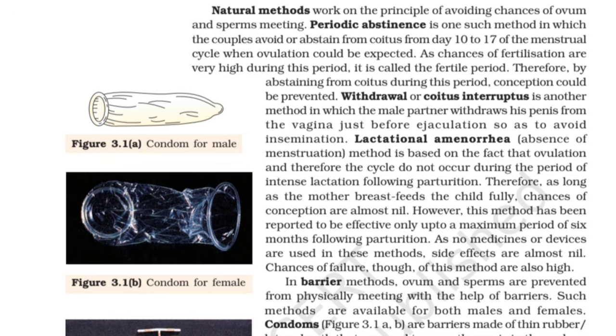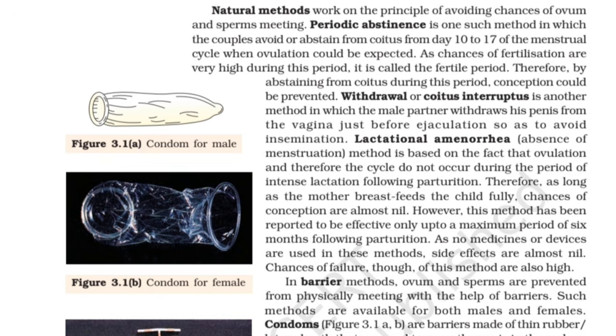Lactational amenorrhea, absence of menstruation method, is based on the fact that ovulation, and therefore the cycle, do not occur during the period of intense lactation following parturition. Therefore, as long as the mother breastfeeds the child fully, chances of conception are almost nil. However, this method has been reported to be effective only up to a maximum period of 6 months following parturition. As no medicines or devices are used in these methods, side effects are almost nil. Chances of failure, though, of this method are also high.